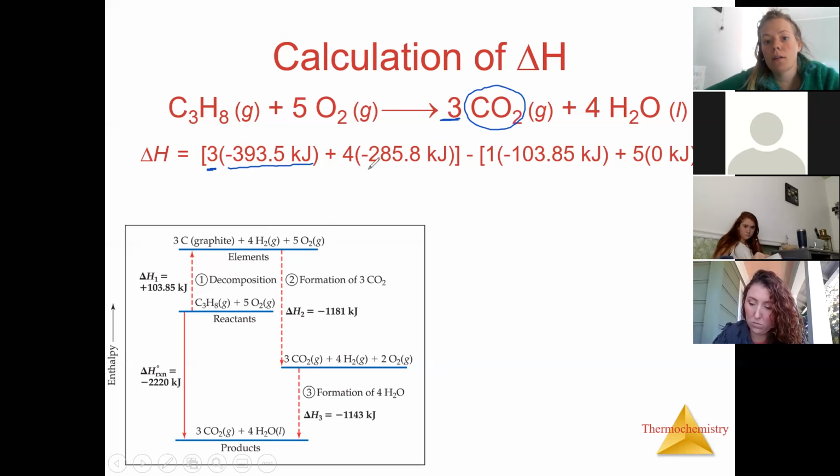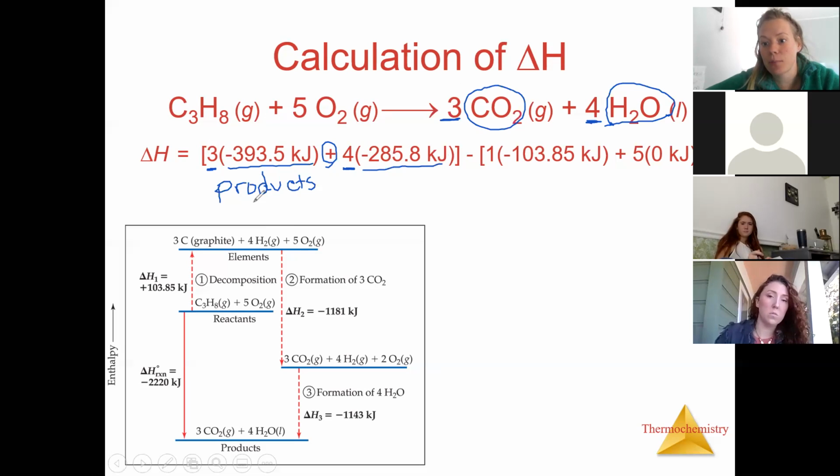With our water, doesn't produce quite as much energy, negative 285.8 kilojoules. That's pertaining to our water here. And again, we have to take into account that there are 4 of those. So this is our products here. You can see that we're adding all the products together. So if you had 16 products, you would have 16 things to add in that first component.